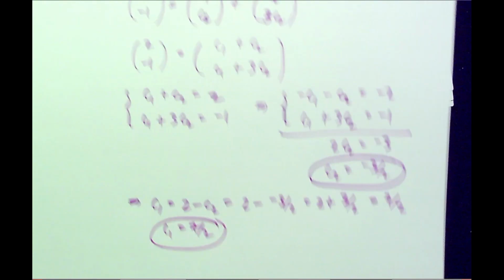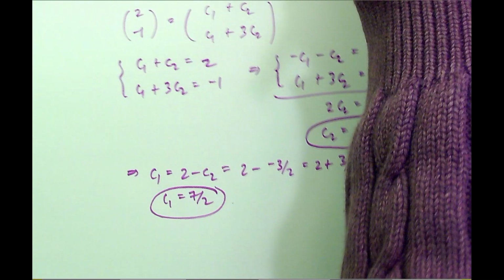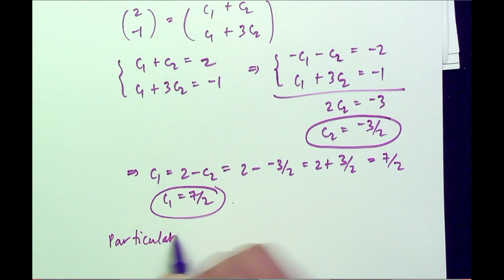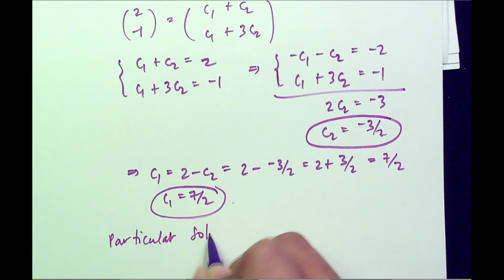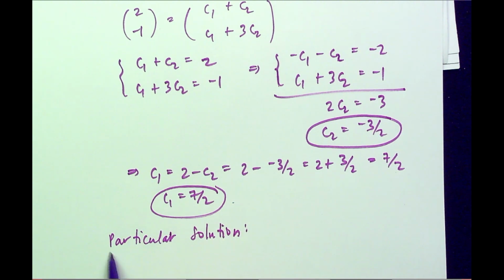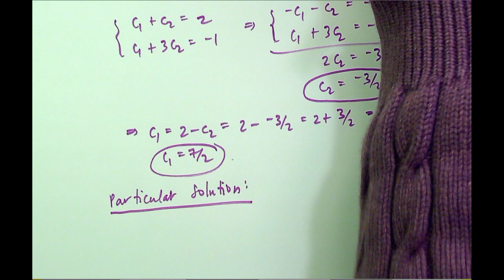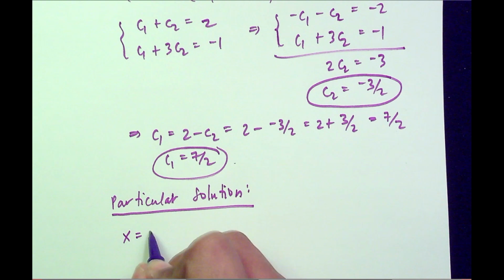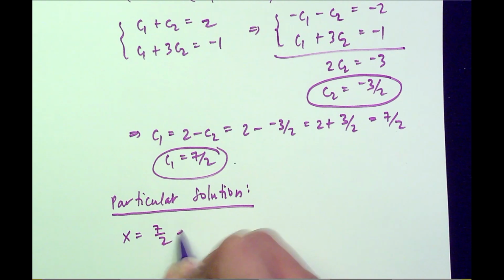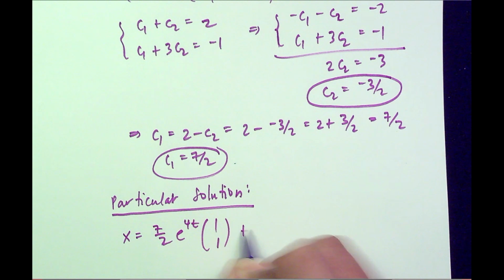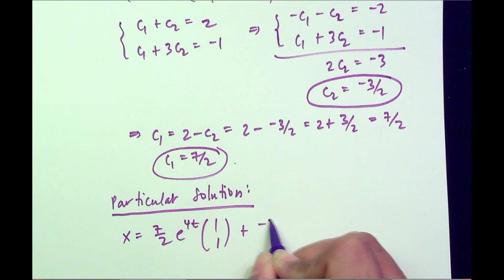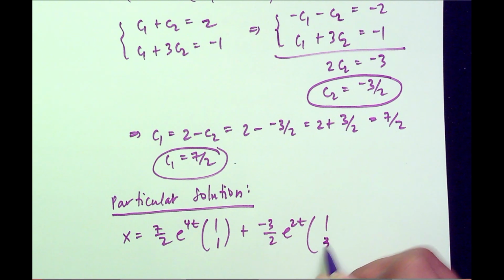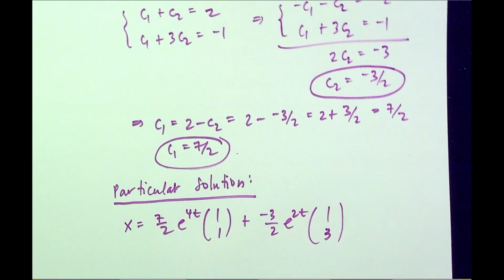And now we have found c1 and c2, so we have solved the IVP. So a particular solution of the system is x equals c1, c1 is 7 halves, e to the 4t times 1, 1, plus c2, which is negative 3 halves, e to the 2t times 1, 3. Okay, that is the particular solution.